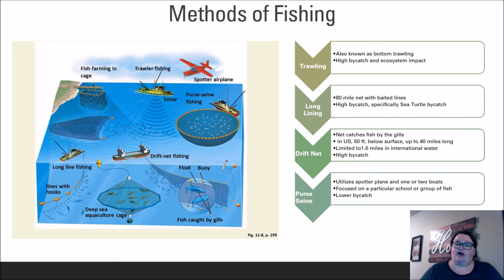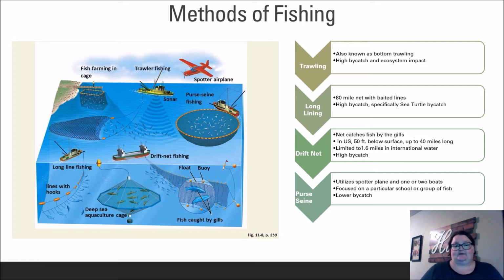One of the most common practices is known as bottom trawling, which uses a weighted net to drag the ocean floor to catch fish. The problem with this is that it can destroy seafloor areas such as coral reefs and kelp forests. This also has a high bycatch, or the capture of organisms that are not the targeted organism.